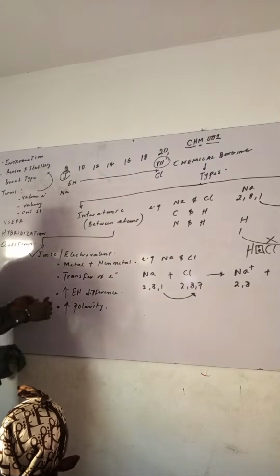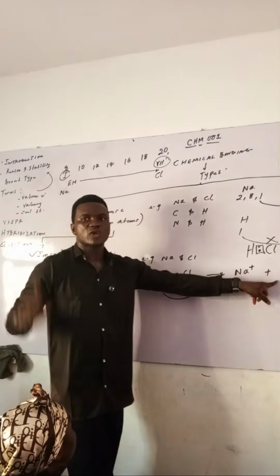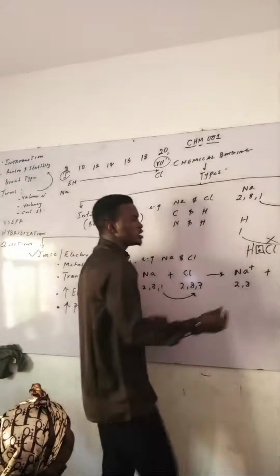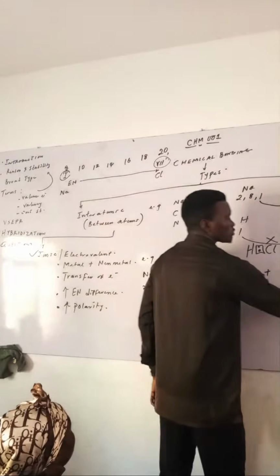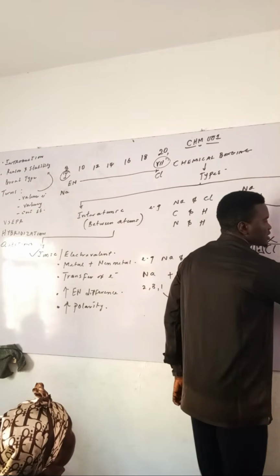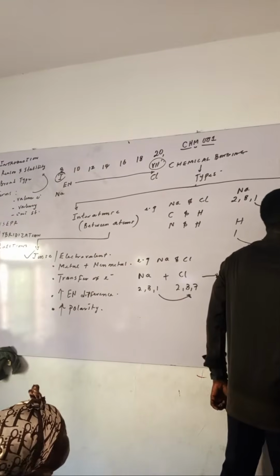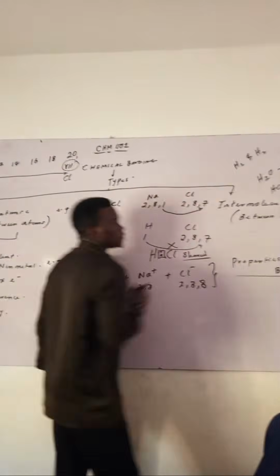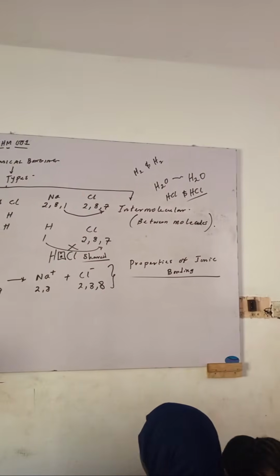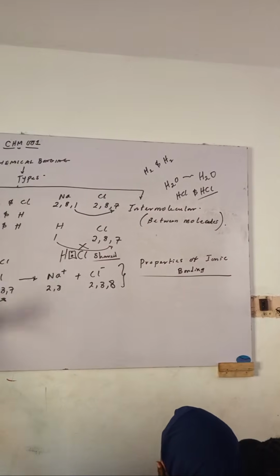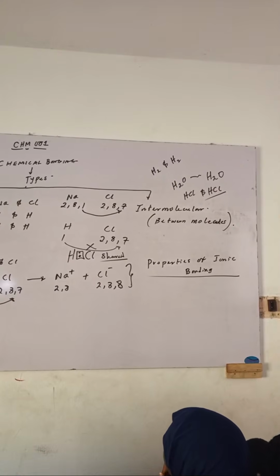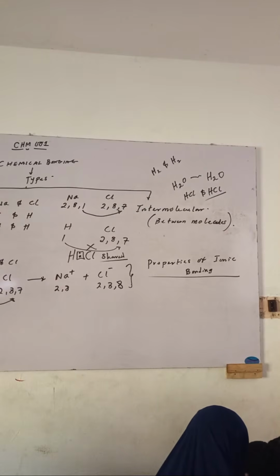So now, this compound that we formed, this is where the name comes from. When we form this, there are properties it exhibits. So you now call it properties of ionic bonding. Now, how did we form this? We formed it by transfer of electrons. Which elements does it involve? It involves a metal and a non-metal, or elements of high electronegativity difference.